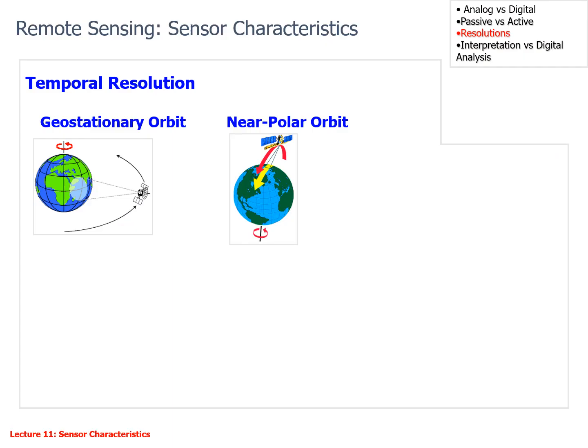Okay, so now temporal resolution. A big factor with temporal resolution is the orbit that the satellite's in. We have two kinds of orbits. We have a geostationary orbit. That means that the sensor is in an orbit where it is constantly above the same point on Earth. And then we have a near polar orbit.